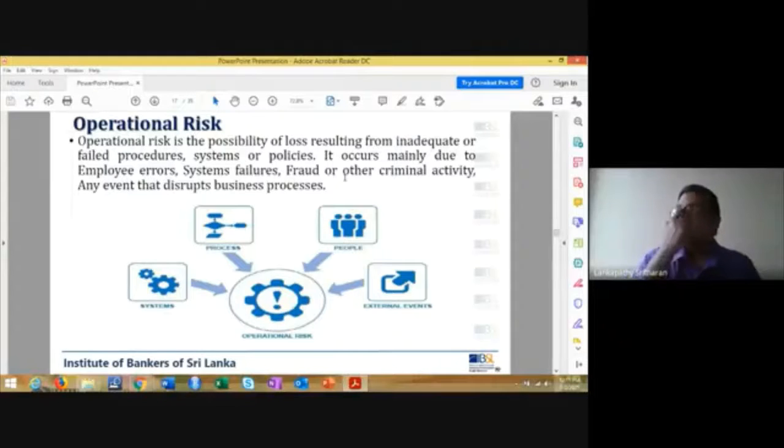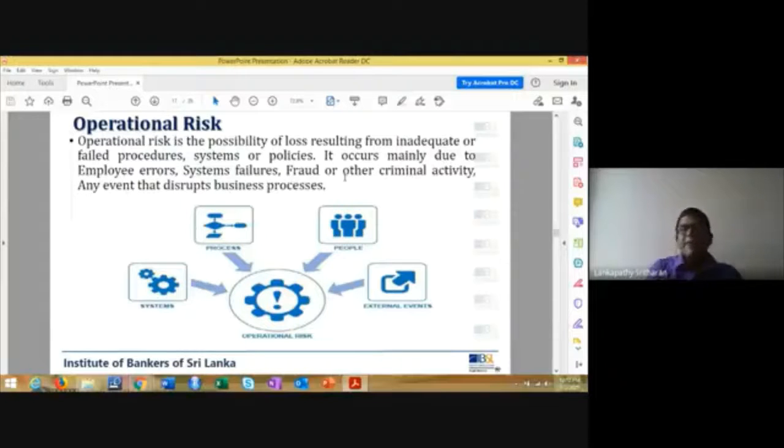For example, if it is a bank or any institution and they want to purchase something, there are procedures, tender procedures and so on, but they fail to comply with the procedures. Or if they want to open a new current account, there are internal control processes. You may know those processes better than me. If they fail to comply with those processes, sometimes the bank may be exposed to several risks. That is called operational risk.